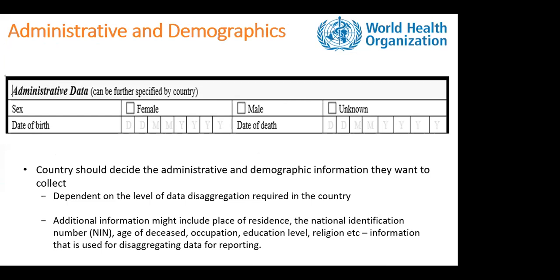Now, we have the administrative part and the demographic section of the form. This part of the form is what the country can play with based on the level of data disaggregation that the country requires. So you can provide as much information as you want as a country. This can include information on the residence, your national identification number, the age of the deceased, the occupation, education level, and so on. This is entirely up to the country to change. But the rest of the sections of this international form shouldn't be changed. It remains standard because it is to help standardize reporting. You can add more information, but you don't remove any information which is there.